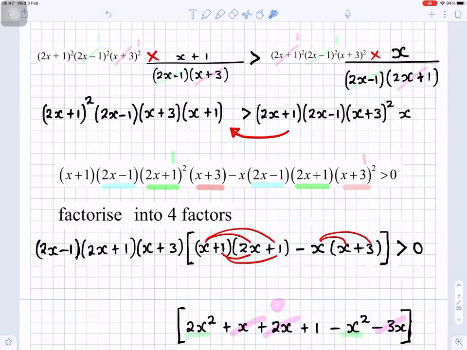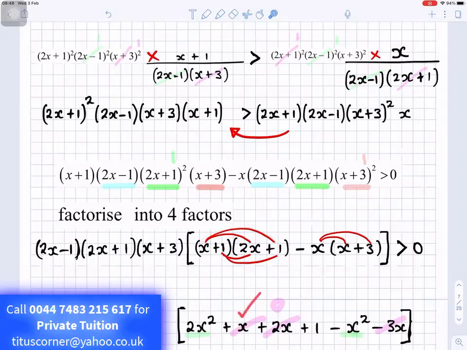What are you left with? You're left with this x plus 1. You're left with 2x plus 1. And on this side, you're left with the x, and you're left with x plus 3. Now you remove the bracket for this one using that method: first, outer, inner, last. So x times 2x is 2x squared. x times 1 is x. 1 times 2x is 2x. 1 times 1 is 1.